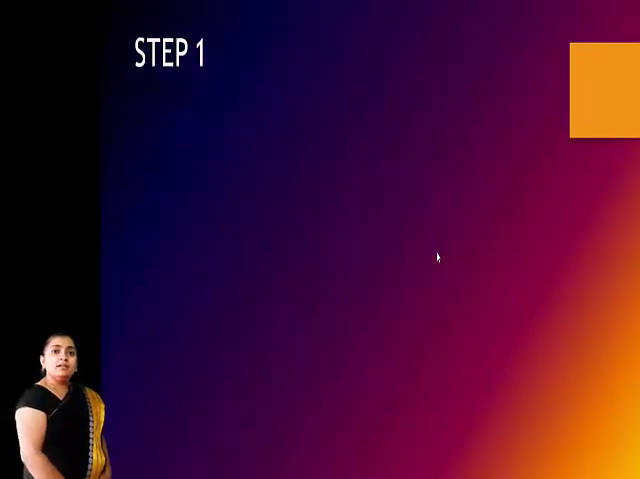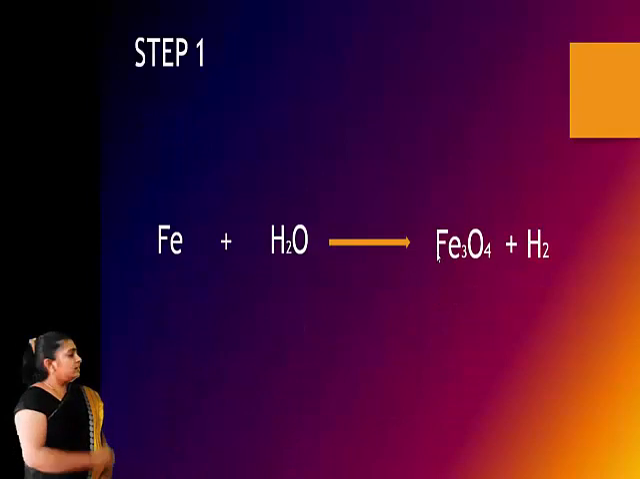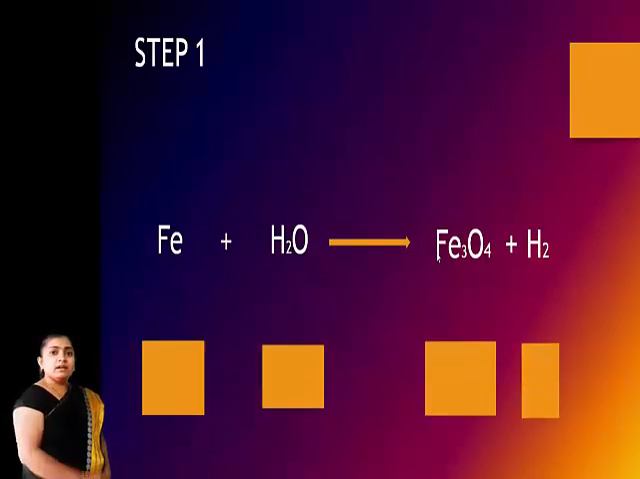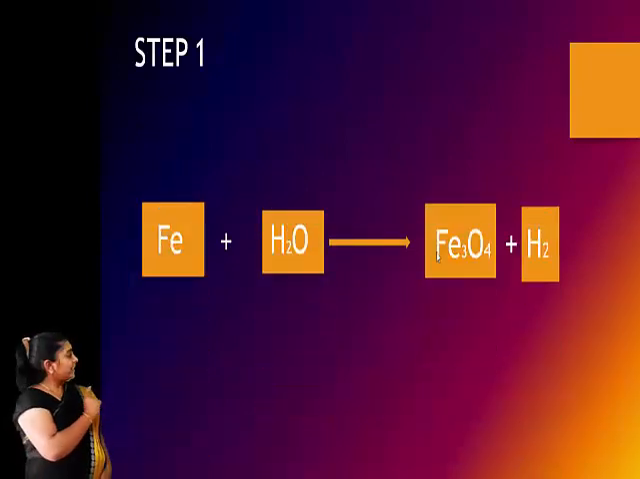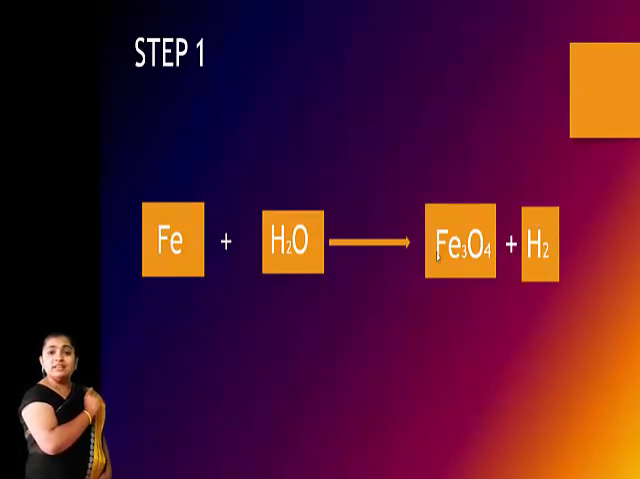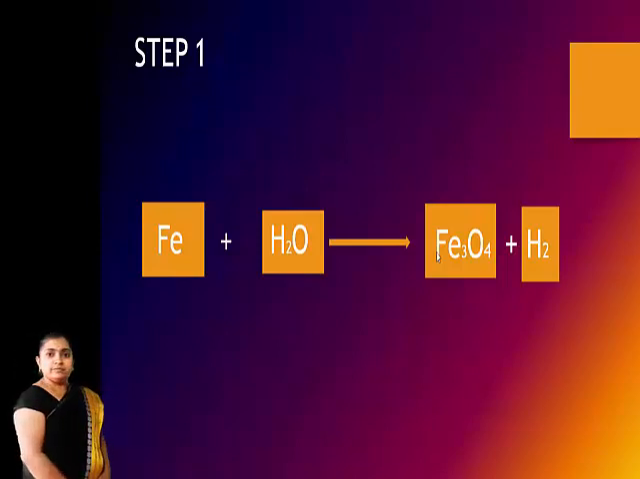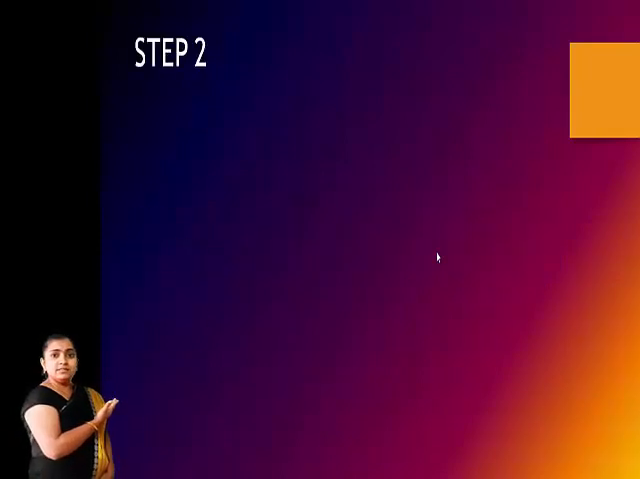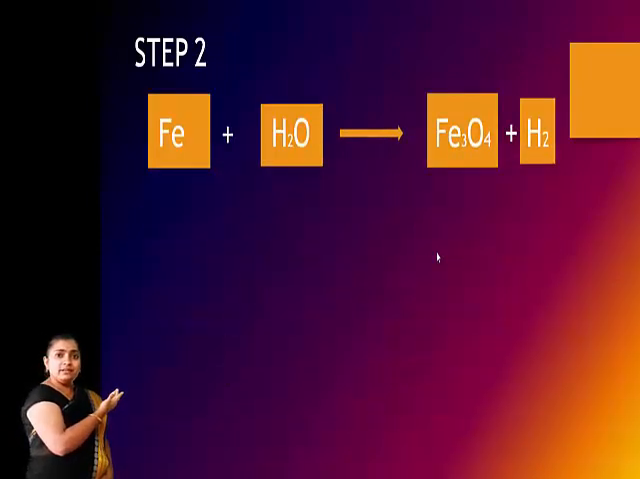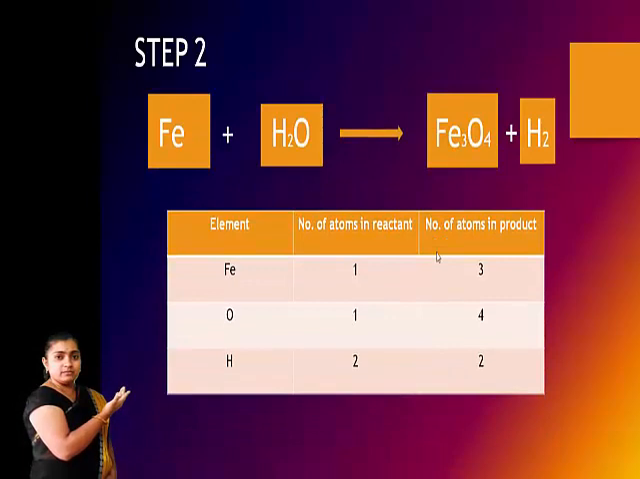First, make boxes around all compounds. Remember that we cannot make any change inside the boxes, that is, in a chemical formula. Step 2. List the number of atoms of the different elements present in the different compounds.